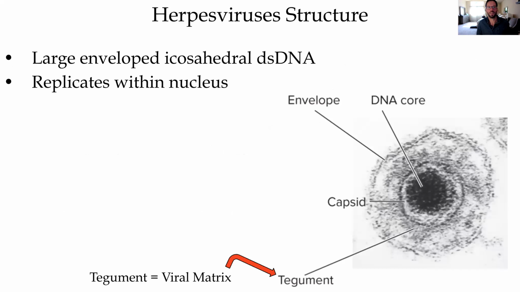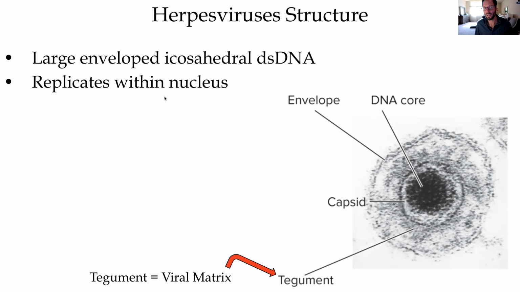It has a large envelope. The capsid is icosahedral, not helical, and it has double-strand DNA. This replicates within the nucleus because, as we said, most DNA viruses replicate in the nucleus.